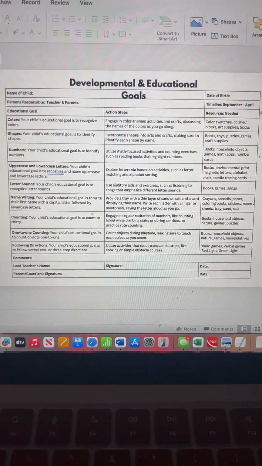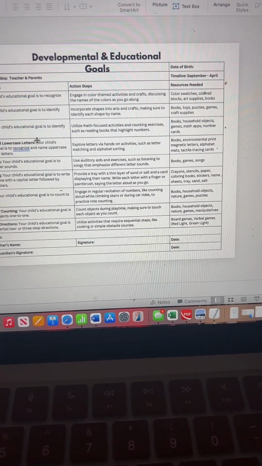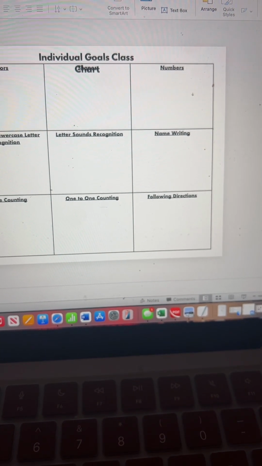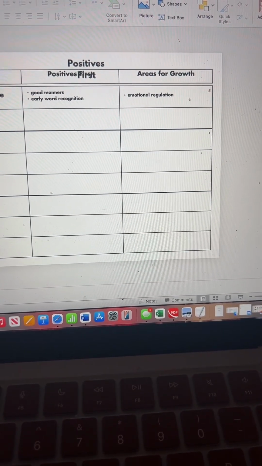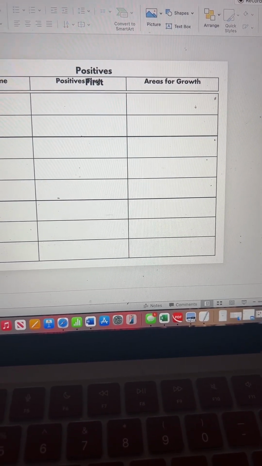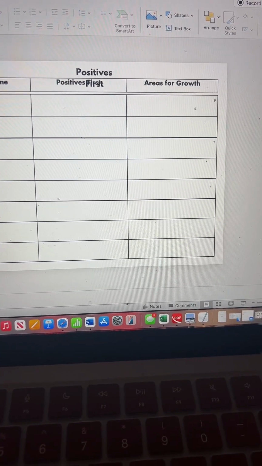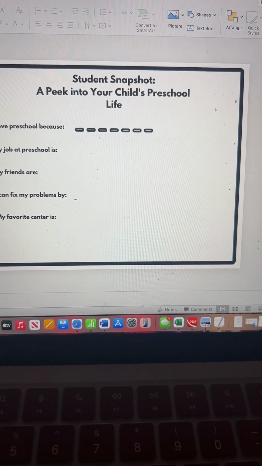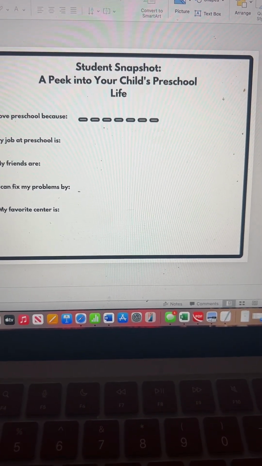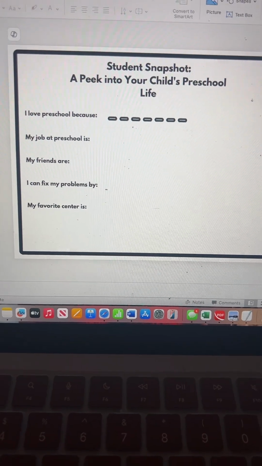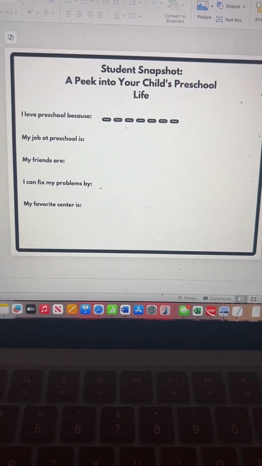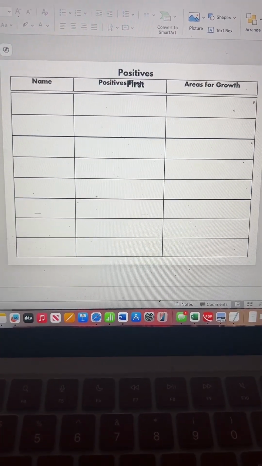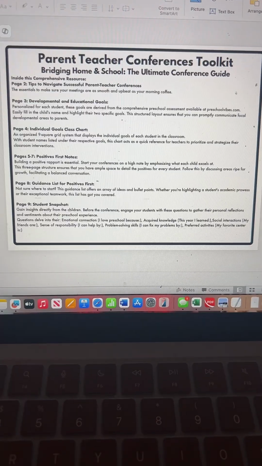It has developmental educational goals so that we can go over the goals with the child's family and include them in the process. We can record the individual goals. We can see what they know. It also has other forms that we can keep in their portfolio to continue assessments on a continual basis. And then it has a peek into your child's preschool life, which parents love. This is a great way to include parents on what is happening with their child in the classroom and really include them in making those goals for their child's learning and development. So this is a great tool that I think would be super useful in your early childhood program.